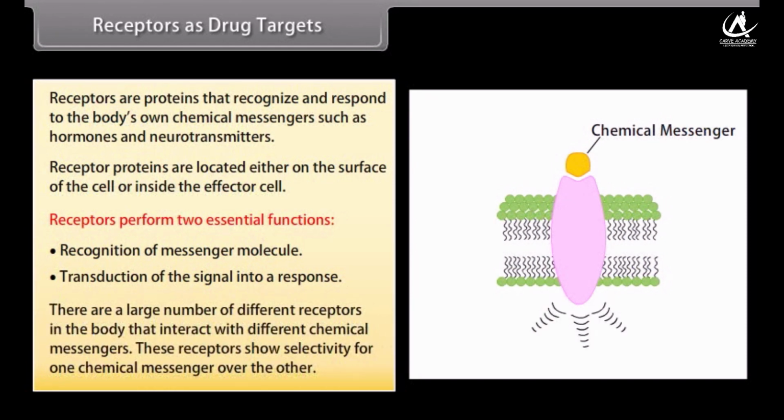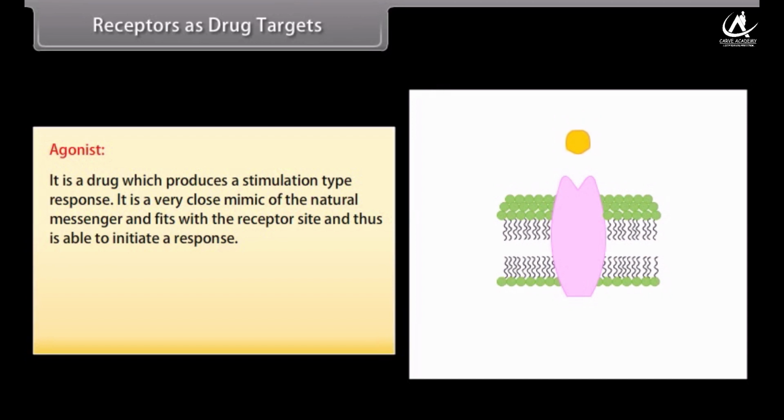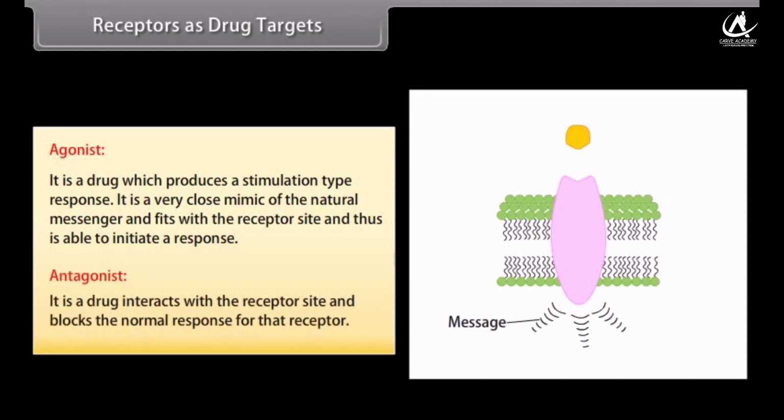There are a large number of different receptors in the body that interact with different chemical messengers. These receptors show selectivity for one chemical messenger over the other. An agonist is a drug which produces a stimulation-type response. It is a very close mimic of the natural messenger and fits with a receptor site and thus is able to initiate a response. An antagonist drug interacts with the receptor site and blocks the normal response for that receptor.